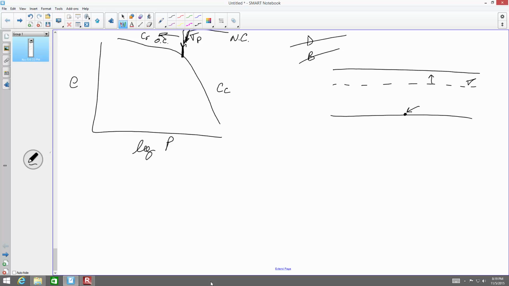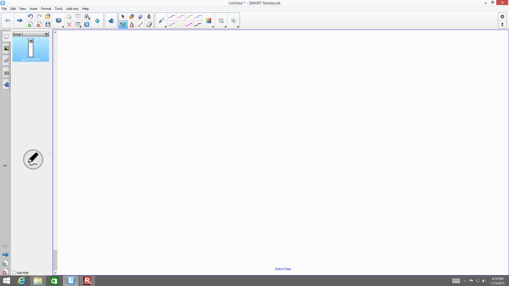Another flow net problem. These are all geotech. Flexible pavement. Little flexible pavement problem.